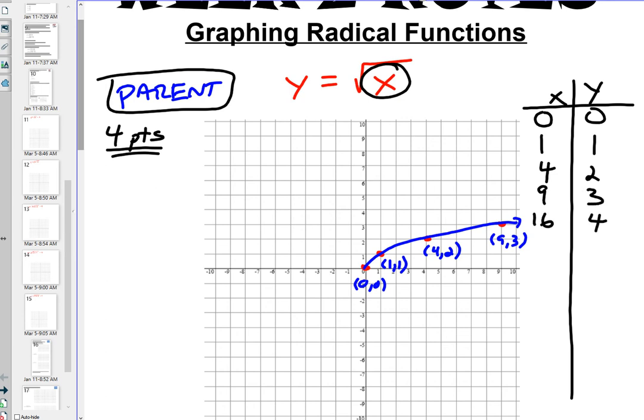These aren't the only points. There's an infinite amount of points here. But as far as integers go, they're easy to plot. 25, 5. 36, 6, good. 49, 7, 64, 8, 81, 9, 100. All right, keep on going. 121, good. And then that'd be 11.